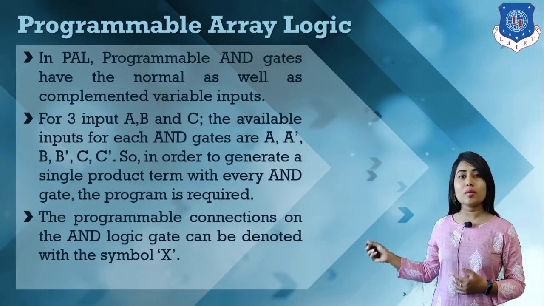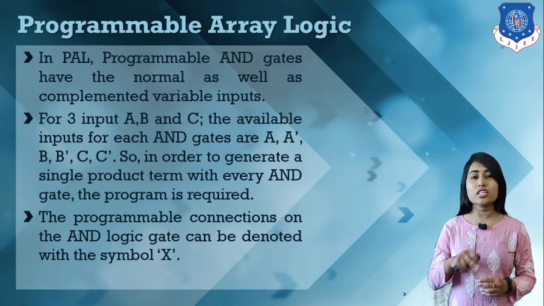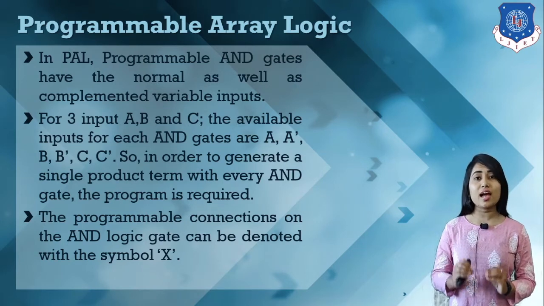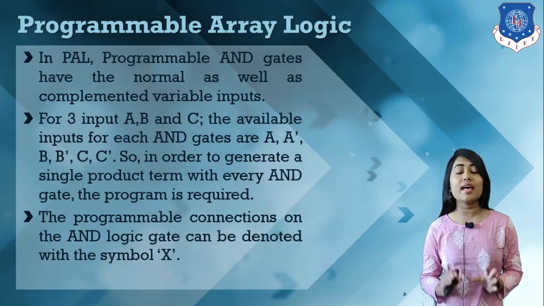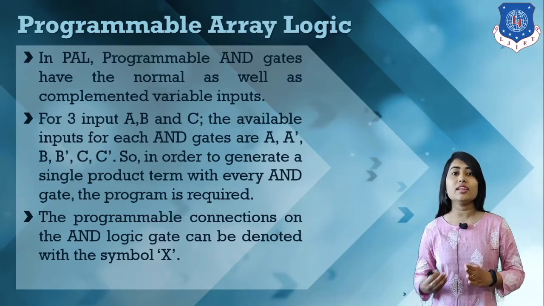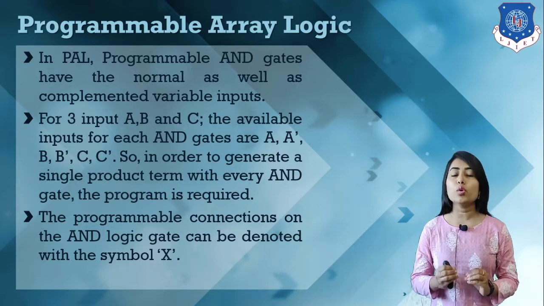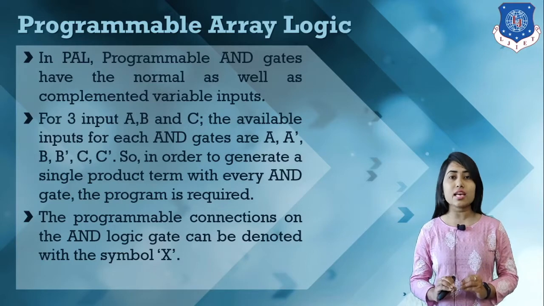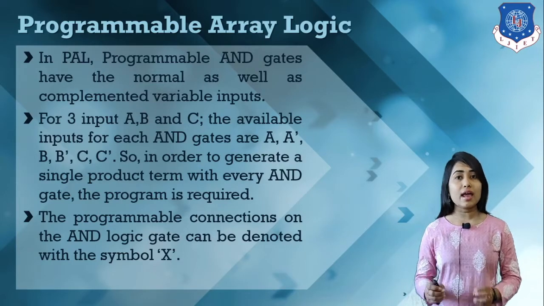And these programmable connections are basically defined by cross connections. Whenever we mark a cross connection, that means that input variable is connected with our AND gate, and choosing which of the inputs we connect with the AND gate is basically a kind of programming. That's why these programmable connections are marked by a cross sign in an AND gate. So this is our programmable array logic.